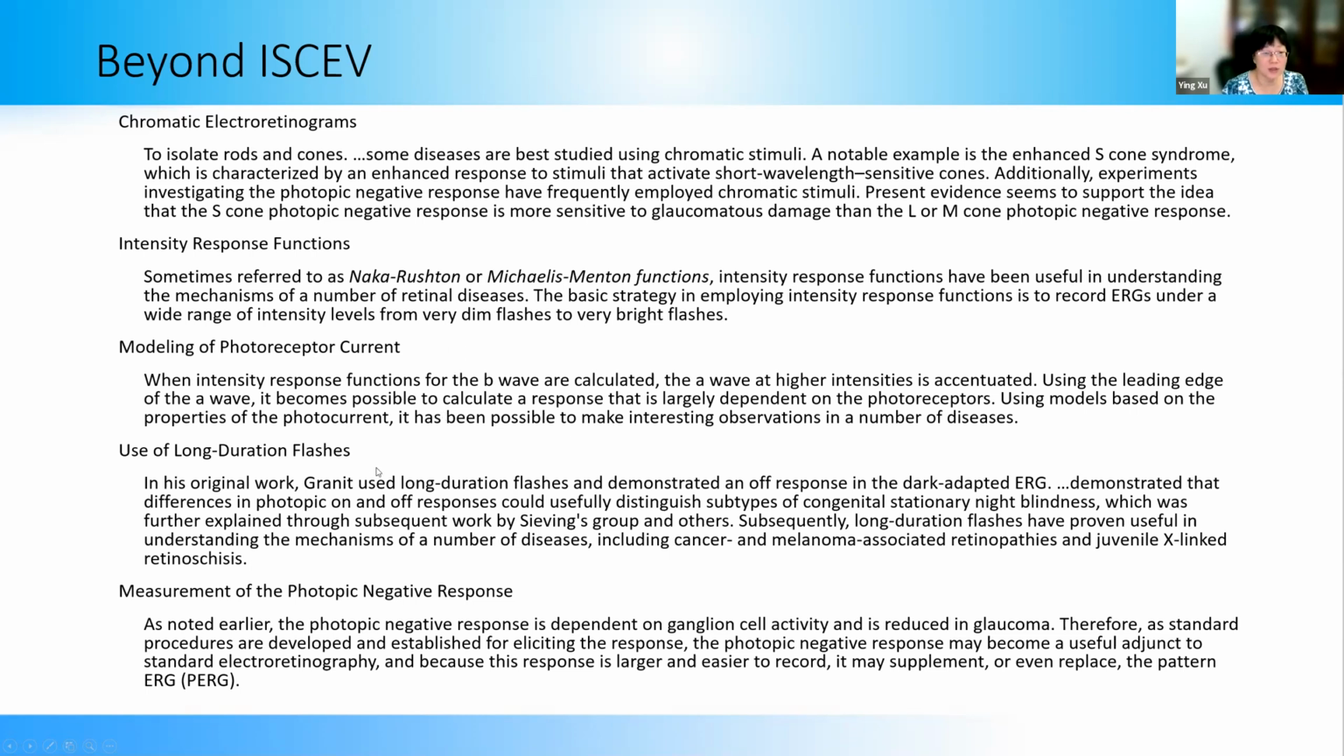Then in our case, if you want to test the off pathway, you may want to use long duration flashes. And if you want to measure the ganglion cell response, you may want to try the photopic negative response. As I mentioned in previous slides, if you want to record the ganglion cells, you may also try the STR. STR is really small compared to PHNR.